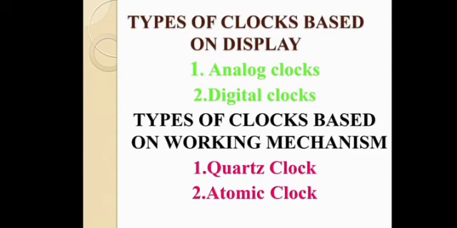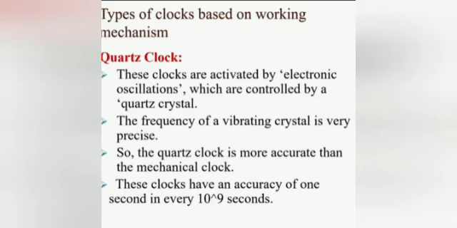Types of clocks based on working mechanism. First one, quartz clock. Second one, atomic clock. Quartz clock. These clocks are activated by electronic oscillation, which is controlled by a quartz crystal. So what is meant by the quartz clock and what is meant by electronic oscillation or electronic oscillator? Electronic oscillation means electric signal or electrical waves.